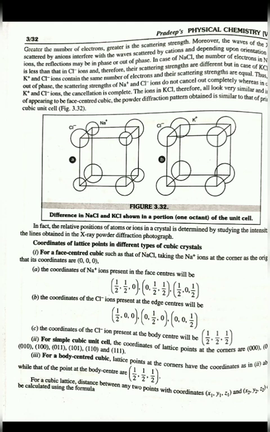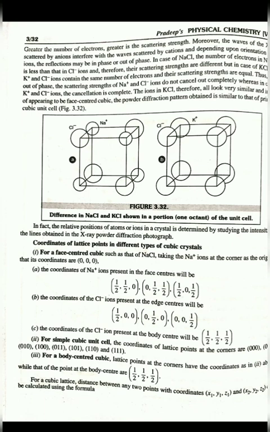But in case of KCl, both K positive and Cl negative ions contain the same number of electrons and their scattering strengths are equal. Thus, when out of phase, the scattering strengths of Na positive and Cl negative ions do not cancel out completely, whereas in case of K positive and Cl negative ions, the cancellation is complete. The ions in KCl therefore all look very similar, and instead of appearing to be face-centered cubic, the powder diffraction pattern obtained is similar to the primitive cubic unit cell.